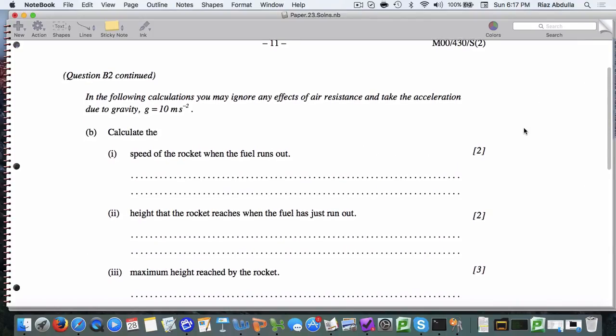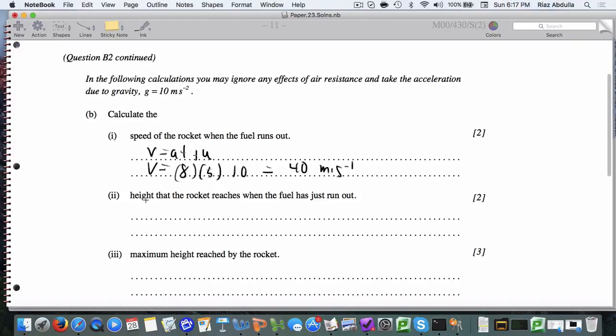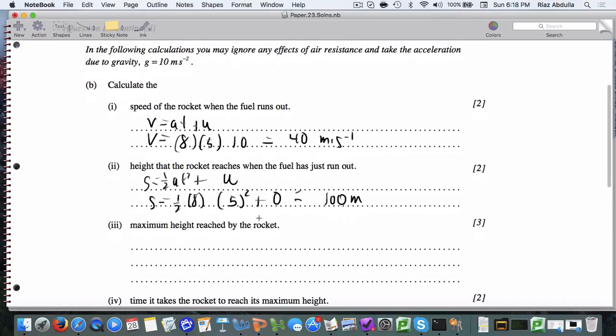Now, we want to get the speed of the rocket when the fuel runs out. So now we're just going to jump in and use our formula. So V equals AT plus U. So V equals 8 times 5 plus an initial speed of 0, which is 40 meters per second. It says the height that the rocket reaches just when the fuel has run out. So let's try this. S is 1/2 AT squared plus UT. So that's S is 1/2 times 8 times 5 squared plus 0, which is going to be 4 times 25, which is 100 meters.